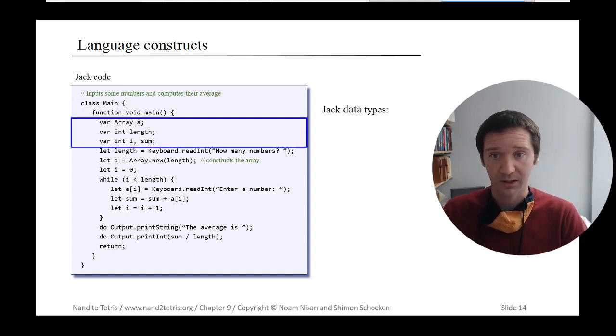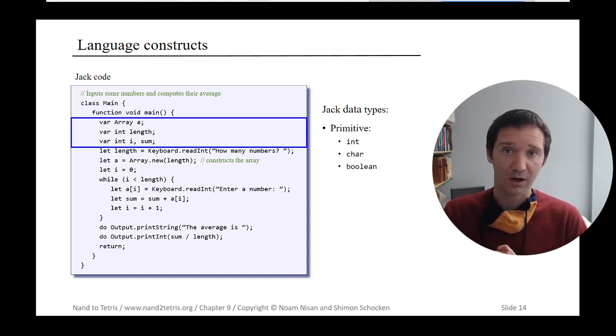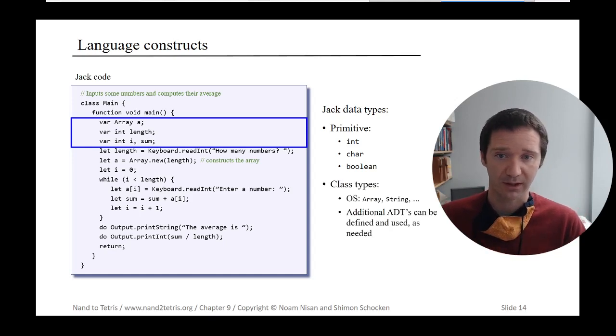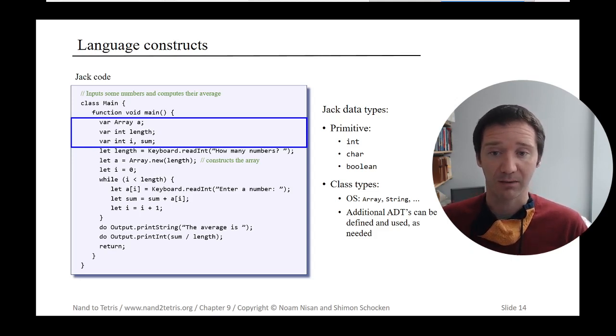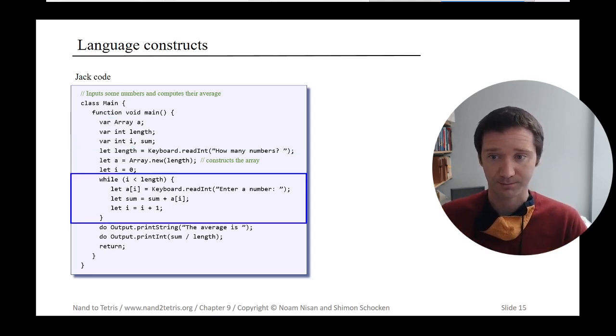We jump in, and now we're going to make some variables. Here we see 3 variable types: Jack has ints, chars for characters, and Boolean data types. We also have class types. The OS provides several of these, such as Array and String. And any other abstract data type can be defined and used as you want. That's part of your job as the developer.